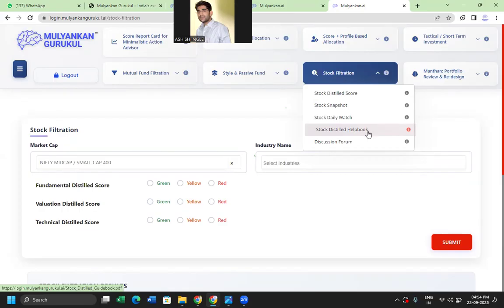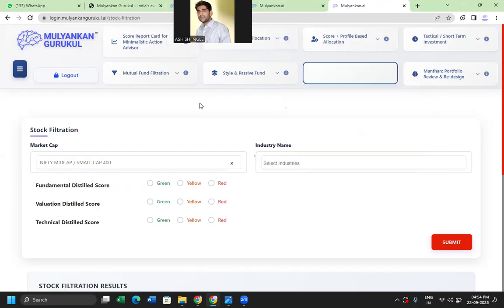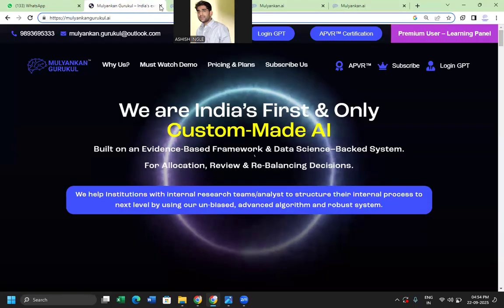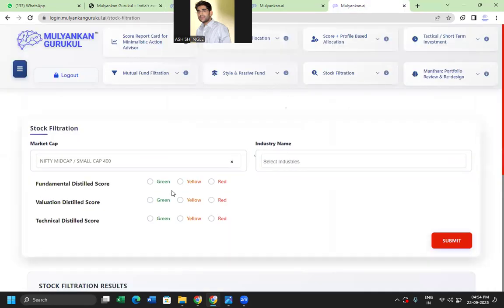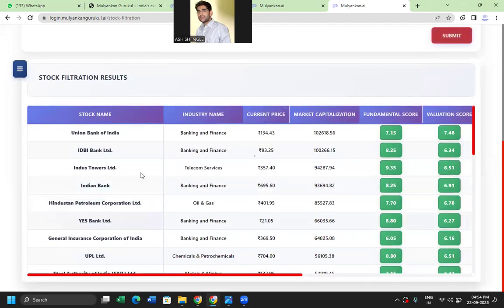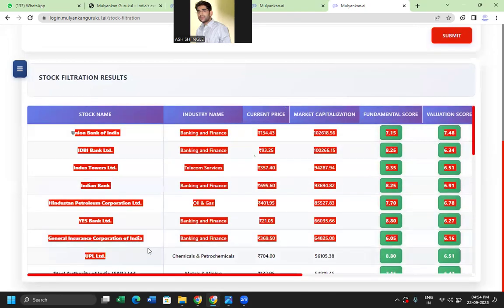If you want more detail apart from the help book, all the video tutorials are available, sir, in the learning panel. Go through the video tutorial for the stock distilled score. Now I'm coming to the main practical utility. Click on fundamental green and valuation green and just submit. It will give you all the stocks with fundamental green and valuation green within the small cap, mid cap universe.